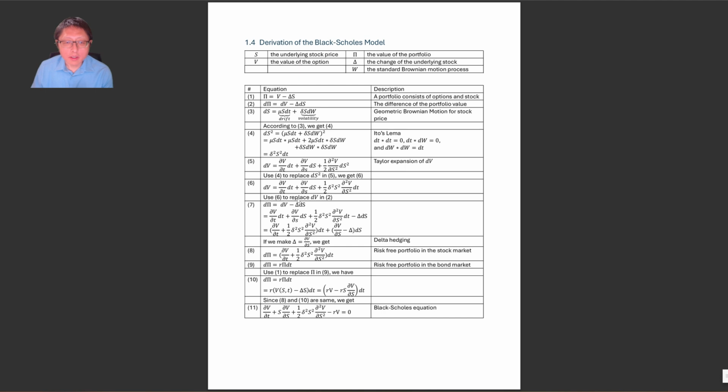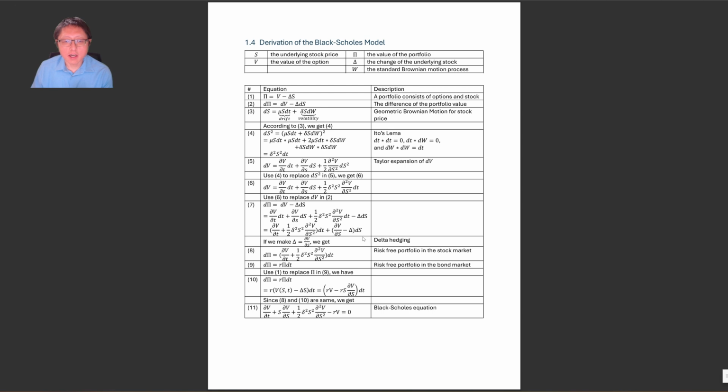And now we go to the next step. Since we already have dV, we can use equation 6 to replace dV in equation 2. We simply put equation 6 in here. After a few manipulations, we get this equation. Basically, the change of the value of the portfolio has one first part related to time and the other part related to the stock price change. And then we have a good expression or formula for the portfolio value change, which is a function of the change of time and the change of stock price.